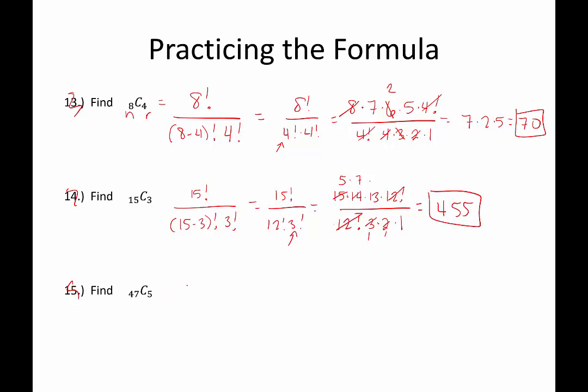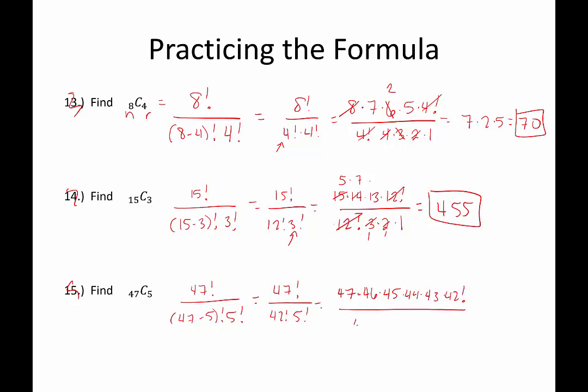Lastly, 47 choose 5. This would be 47 factorial over 47 minus 5 factorial times 5 factorial. That's 47 factorial over 42 factorial times 5 factorial. I'm going to expand 47 factorial until I get to 42: 47 times 46 times 45 times 44 times 43 times 42 factorial. I'm going to leave 42 factorial. I definitely don't want to expand that, but I will expand 5 factorial into 5 times 4 times 3 times 2 times 1. So those will cancel.